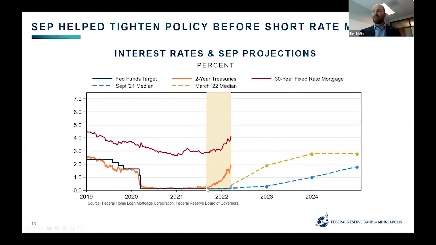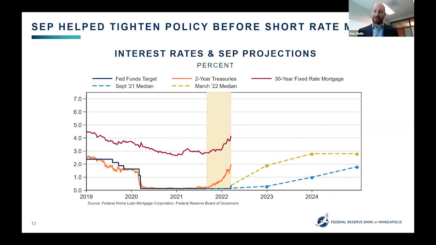So the 2-year Treasury from September 2021 till March went up 2 percentage points. It's kind of increasing continually over this period. The mortgage rate goes up more than a percentage point from 3 to 4%. So that's even though short-term rates haven't moved, longer-term rates are already moving up.